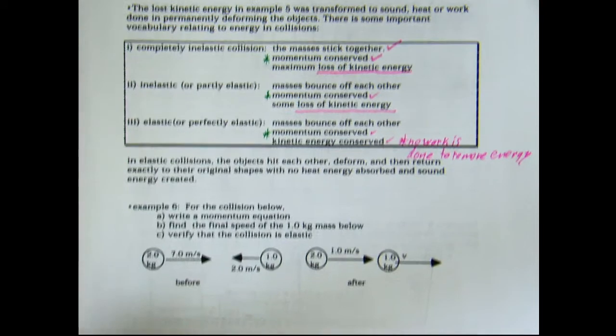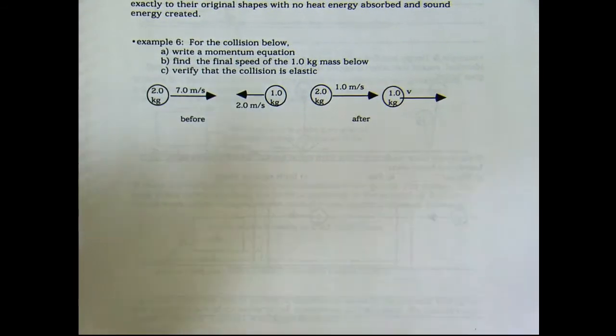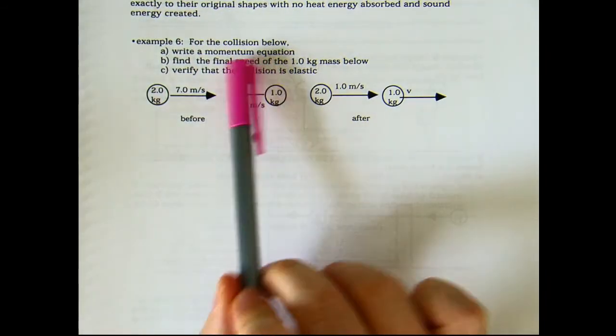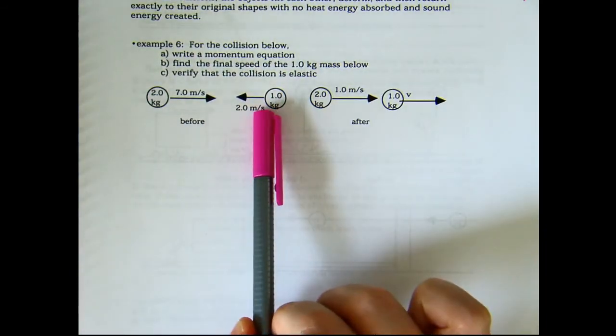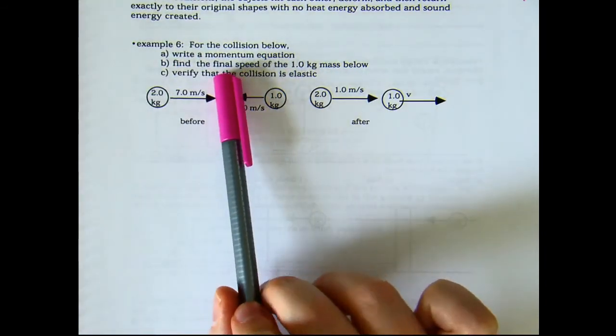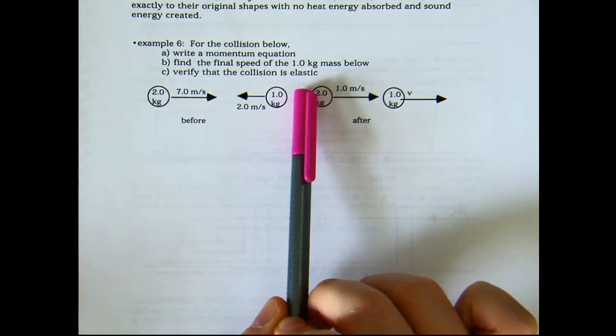So let's look at an example of what that means. For the collision below, I want to write the momentum equation, I want to find the final speed of the 1 kilogram mass, so that guy. In this case, it tells me that it is an elastic collision. I want to verify if that's true.